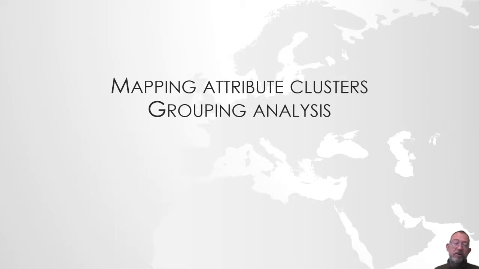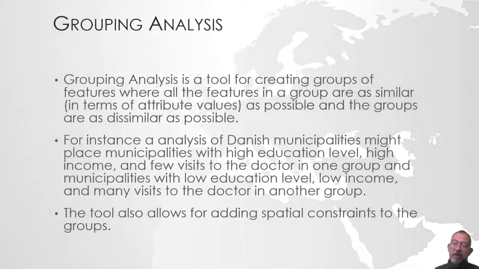In this video I'll be talking about how we can use the grouping analysis tool in ArcGIS to create groups of similar objects. And when I say similar, we'll be talking about similar in terms of attribute values. So we'll be creating groups of, in this case, Danish municipalities that are similar with respect to a series of attributes such as income, educational level, visits to the doctor, and that type of socioeconomic factors.